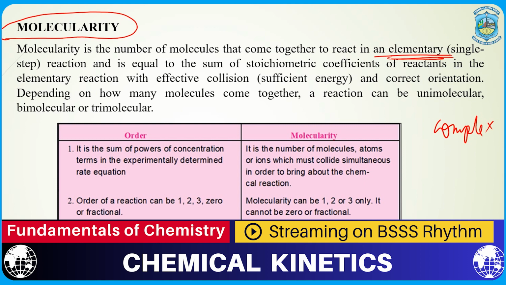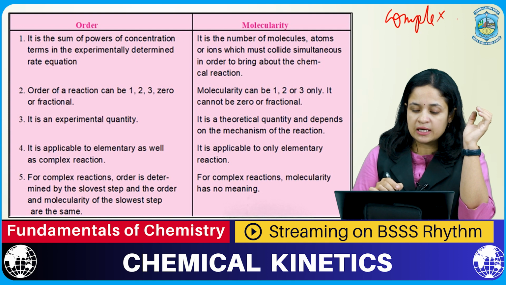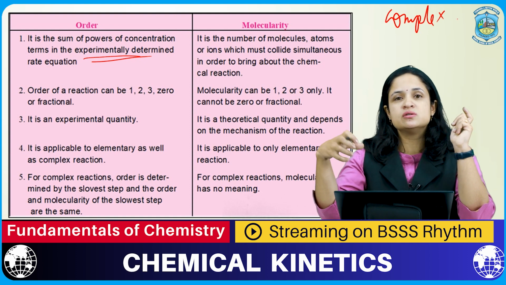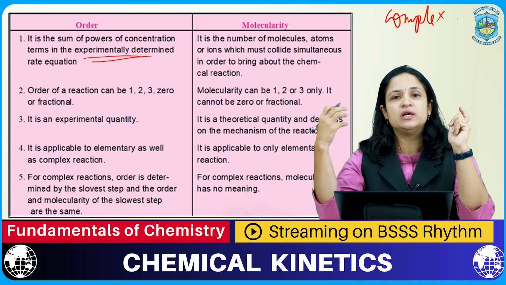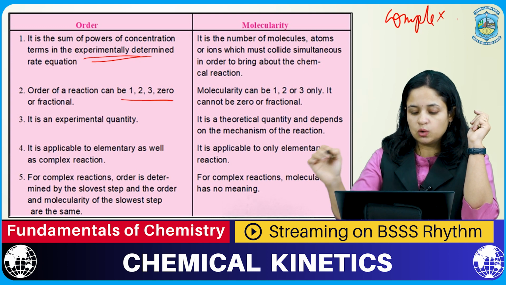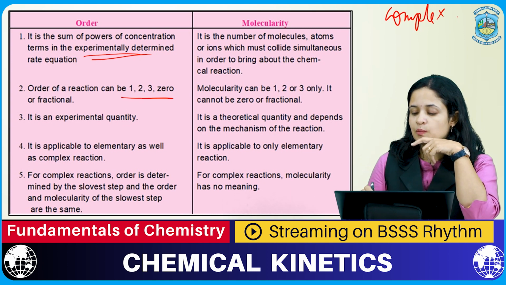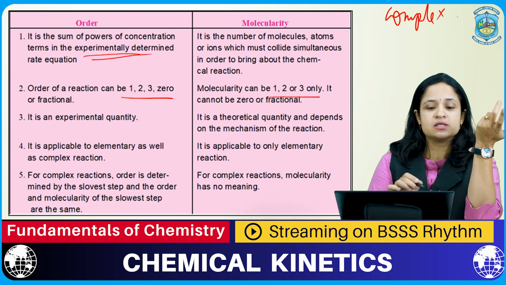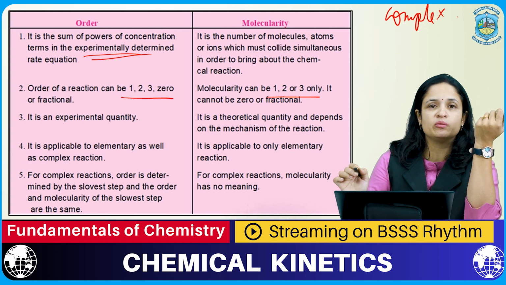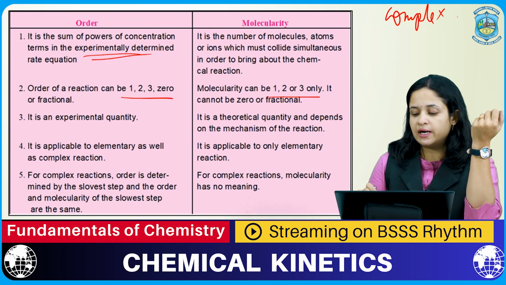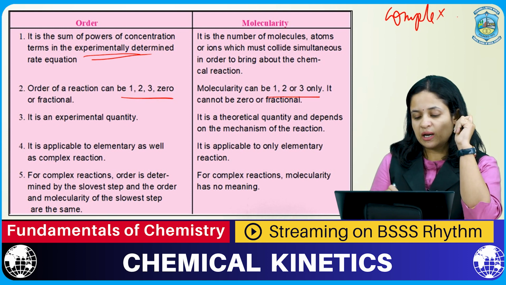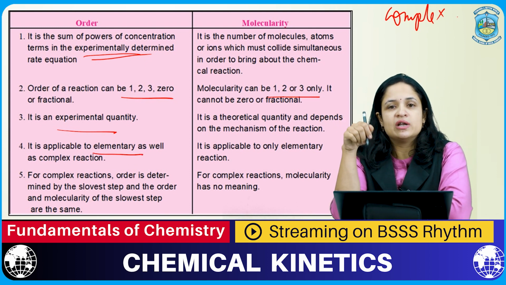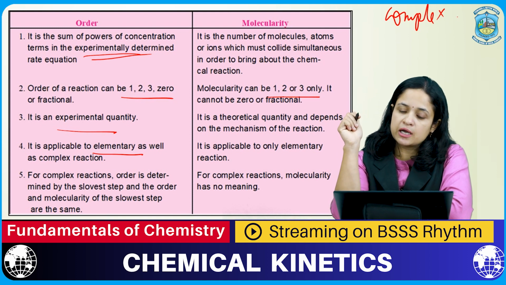So molecularity and order are very different from each other. Order of reaction is an experimental quantity which can be determined only experimentally, whereas molecularity is the number of collisions between the reactant molecules which lead to the formation of products. Secondly, order can be 1, 2, 3, 0 or even fractional, but molecularity can be 1, 2, 3 only. It cannot be fractional. Why? Can you imagine a case where half of a molecule is reacting with another half of a molecule? No, it is not possible. So molecularity can only be 1, 2 or 3. Order is experimental, whereas molecularity is a theoretical quantity. Order is applicable to elementary as well as complex reactions, whereas molecularity is applicable only in the case of elementary reactions.